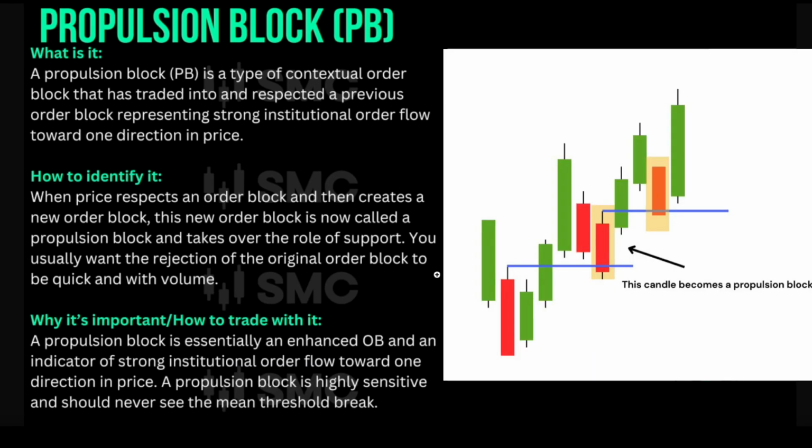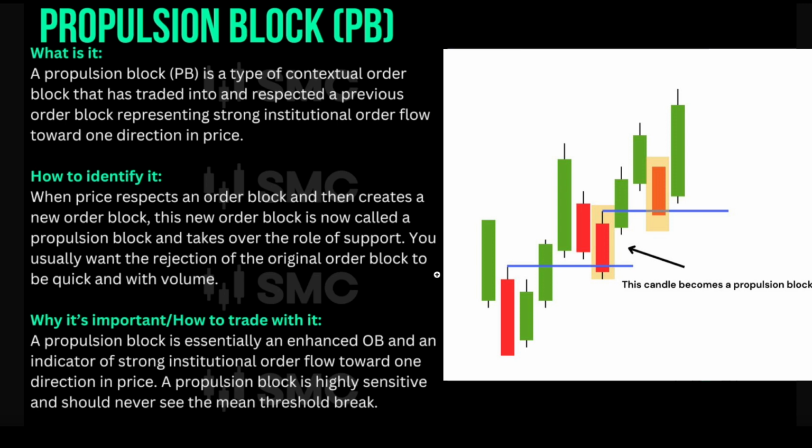What's up guys, let's go over propulsion blocks or PBs. So similar to a BPR, a propulsion block is a sort of contextual PD array. So for these type of PD arrays, the context is essentially providing further support and conviction for the PD array in question. So just like a BPR is sort of like an upgraded fair value gap, propulsion block is sort of like an upgraded order block.